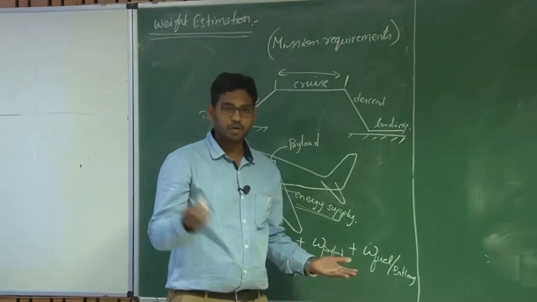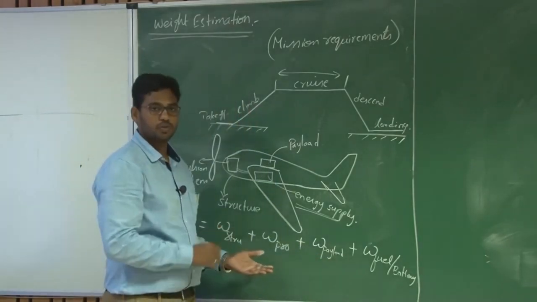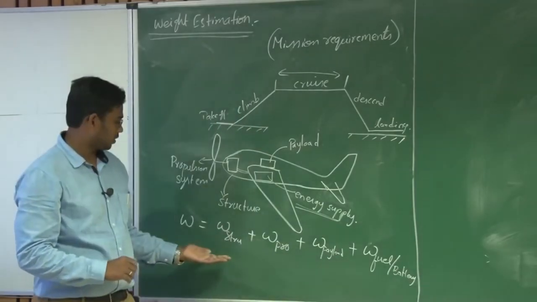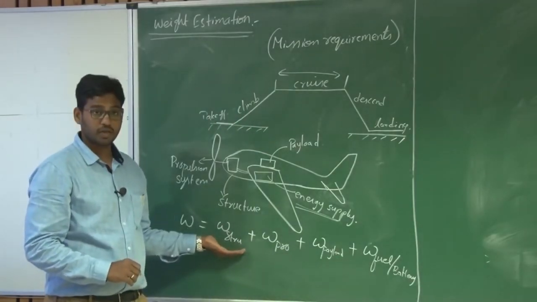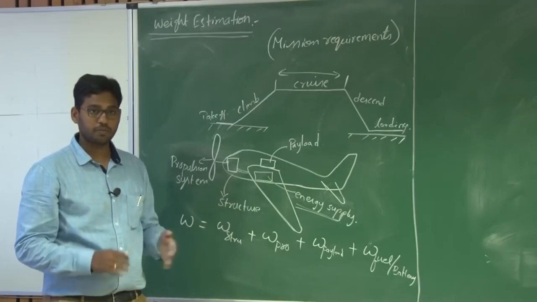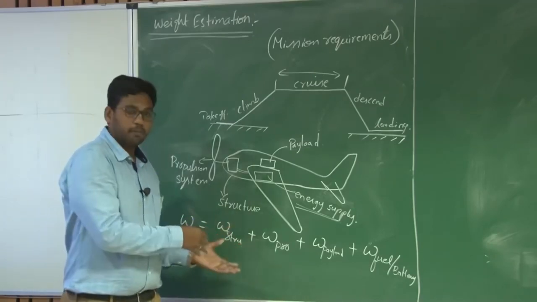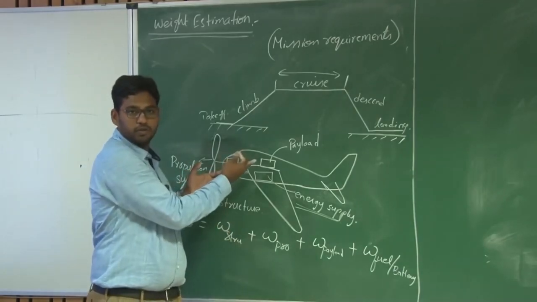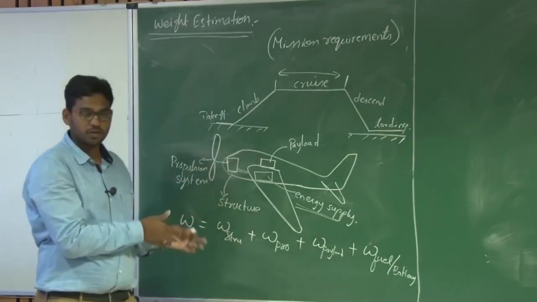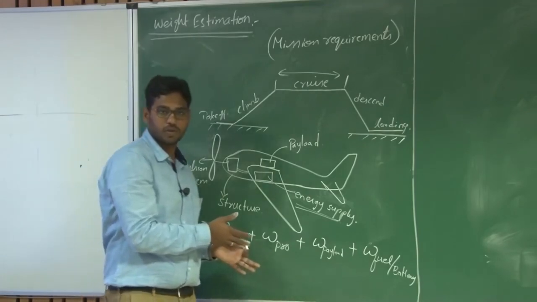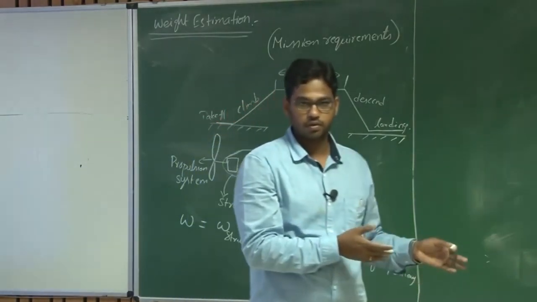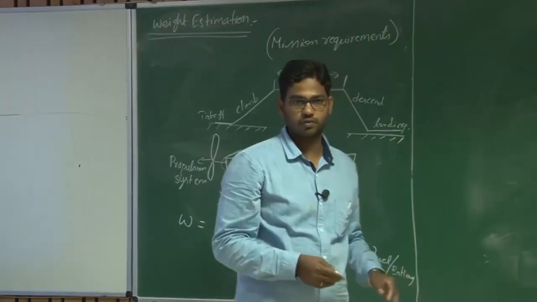There can be a Heron class UAV of 2000 kg class, where the structure has to be designed accordingly, whatever the payload that it has to carry, and that can't be compared with the weight of a 5 kg UAV. The structural weight of a 2000 kg UAV cannot be compared with a 5 kg UAV. It is altogether a different story.